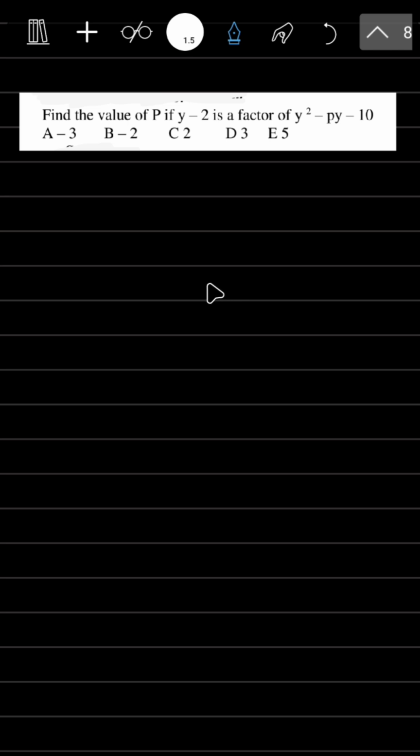So this is our first question to solve for today's mathematics class. I'll be solving this question as the first question. We have more than 5 questions to solve for today's mathematics class. So let's dive into it.